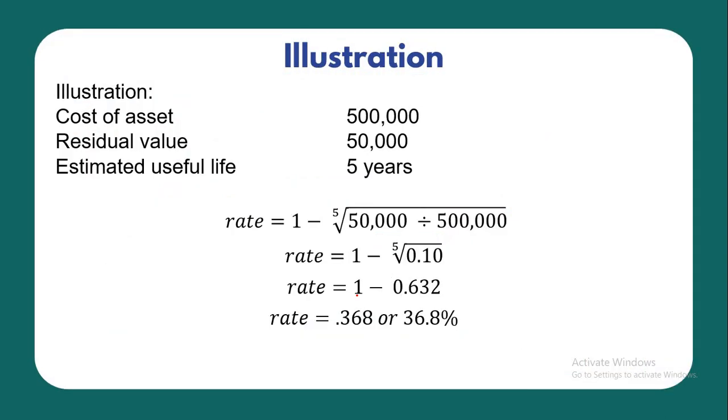So, example: the cost of the asset is 500,000, the residual value is 50,000, and the life is 5 years. How do we get the fixed rate? Fixed rate is equal to 1 minus the fifth root of 50,000, the residual value, divided by 500,000. So this is 0.10. The fifth root of 0.10 is 0.632. Subtract it from 1, and therefore the fixed rate is 0.368 or 36.8%.